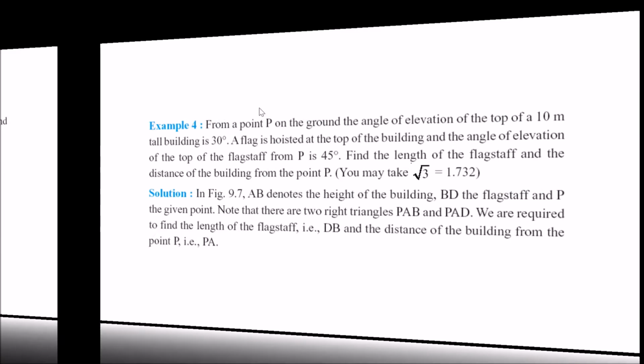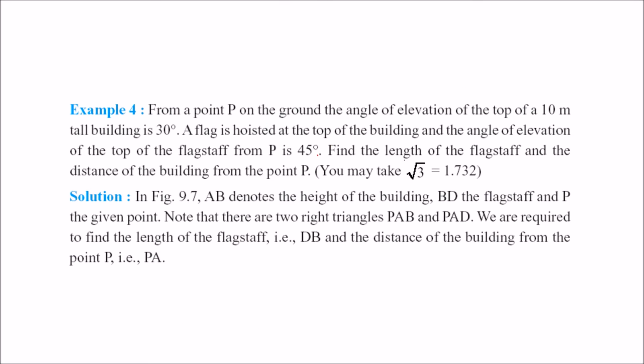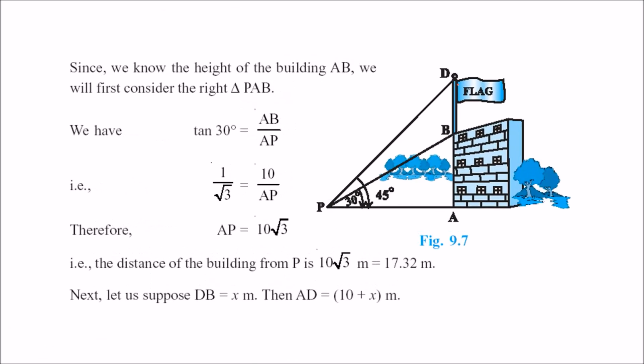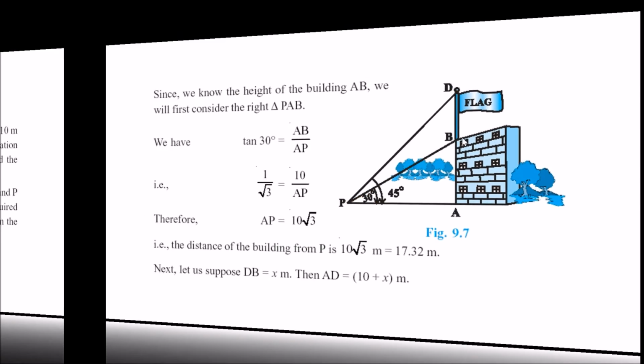We have a question. I will see the question here. Okay. There is a point, there is a building, and there is a flagstaff. If we see at the top of the building, the angle is 30 degrees. If you see at the top of the flagstaff, the angle becomes 45 degrees. So we have to find out the height of the flagstaff. The height of the building is given to us. This is 10 meter tall building.